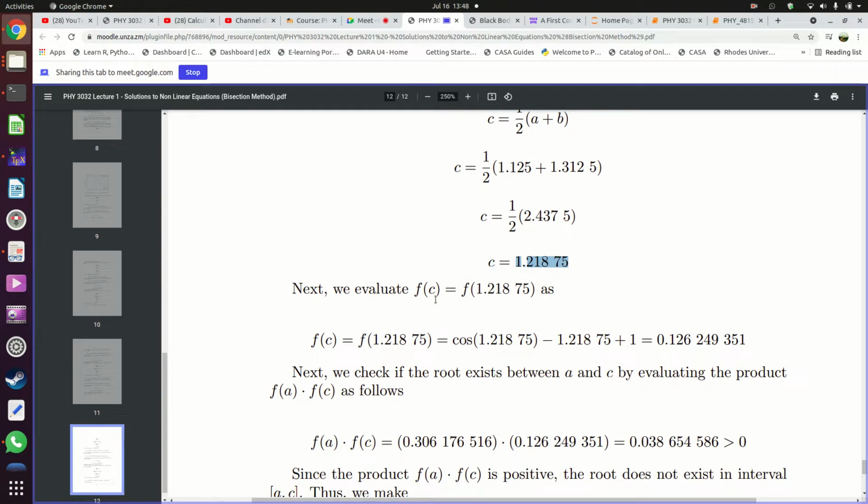Next, we want to find out what is the value of our function at this new midpoint. So we have to work out f of C, which is equal to f of 1.21875. That's going to be cos 1.21875 minus 1.21875 plus 1. So we end up with 0.126249318. So this is positive here.